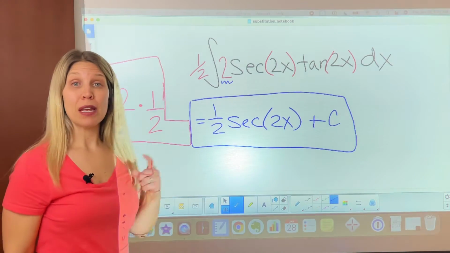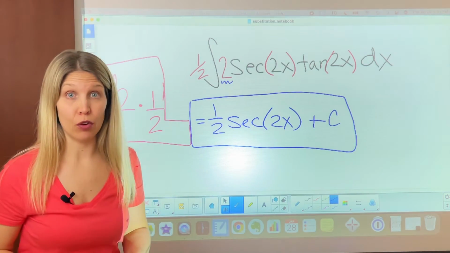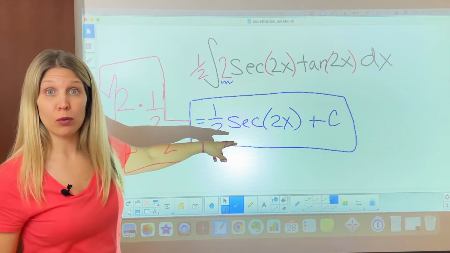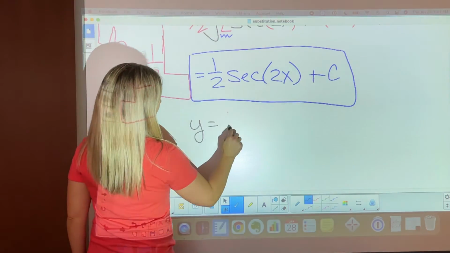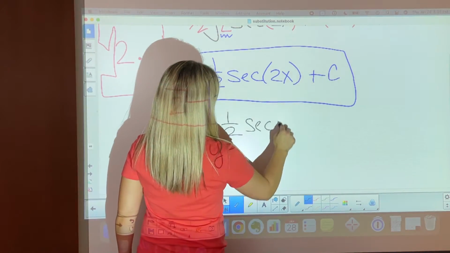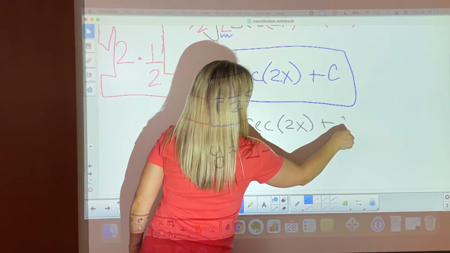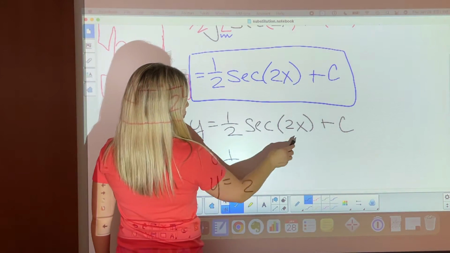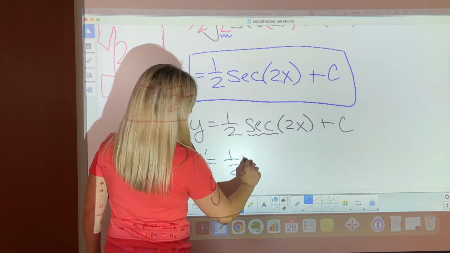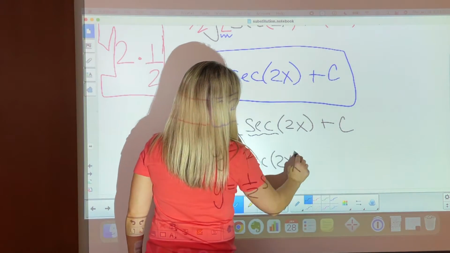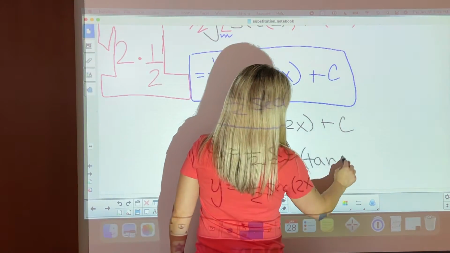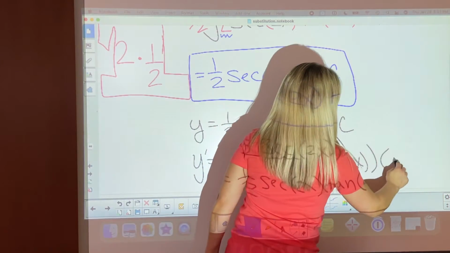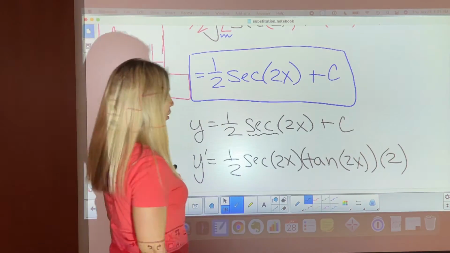Here's your answer. Now, check yourself. Make sure you have it right. Take the derivative of this and see if you get it right. Let me show you. Rewrite my problem here. I'm going to take the derivative. 1/2 comes down. Derivative of my outside piece is secant tangent, times derivative of my inside piece. Plus c, derivative of c is 0.